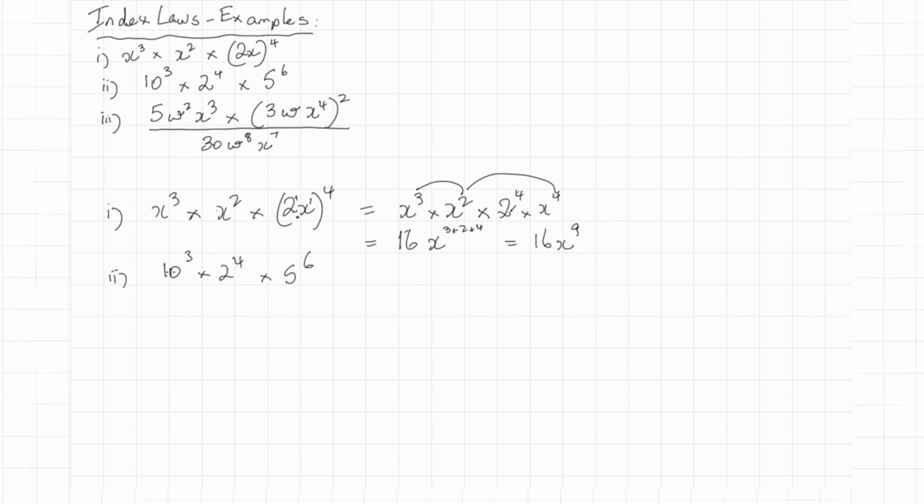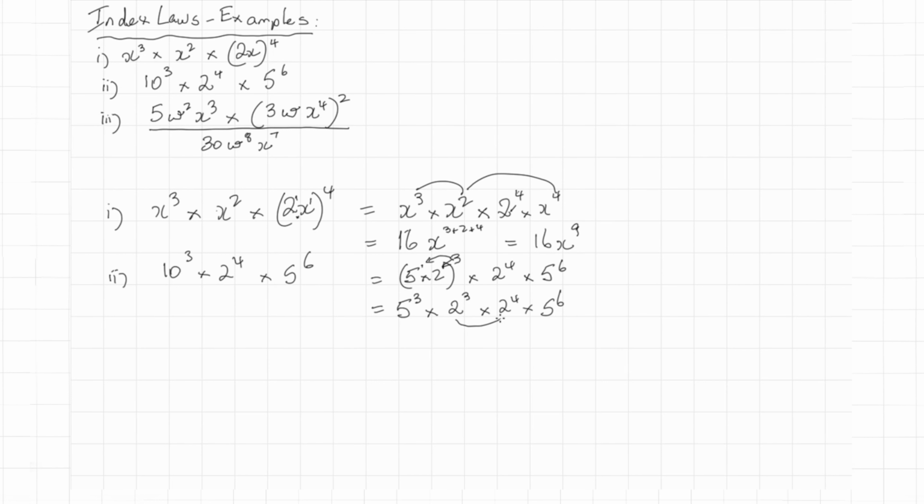But wait a minute, we've got 10 here, which is 5 times 2. So we can actually factorise that and say that's 5 times 2, all raised to the power of 3. Don't forget you do the brackets first and then you do that. So 5 times 2 is 10 to the power of 3, they're still the same, times 2 to the power of 4, times 5 to the power of 6. This power has got to be multiplied by both of those, so it'll be 5 to the power of 3 times 2 to the power of 3 times 2 to the power of 4 times 5 to the power of 6.